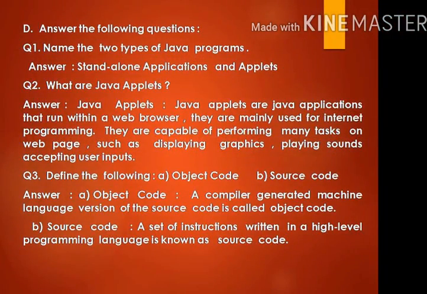Question number D. Answer the following questions. Question number 1. Name the two types of Java programs. Answer: standalone application and applets.